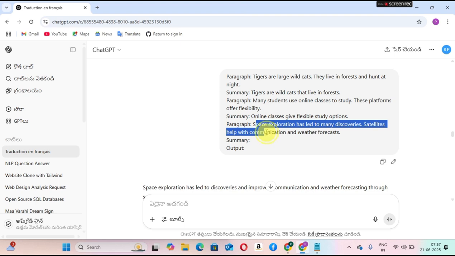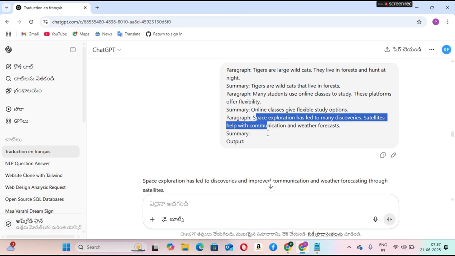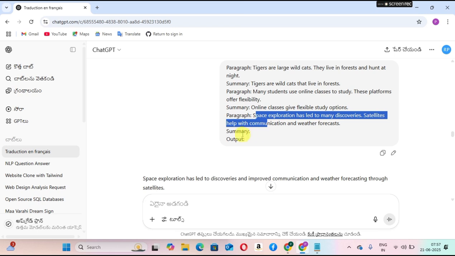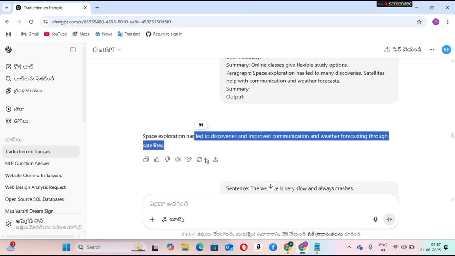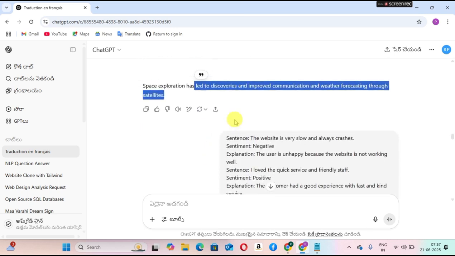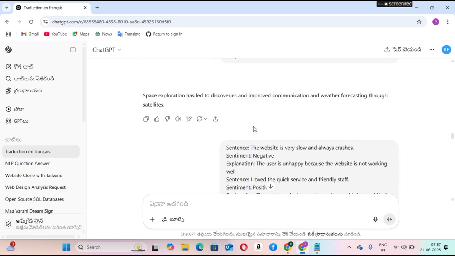Coming to the third paragraph, where we need a summary for this paragraph. Space exploration has led to many discoveries. Satellites help with communication and weather forecast. Now we are expecting a summary. When you hit enter, the AI model gives a summary like, space exploration gives discoveries, and so on.